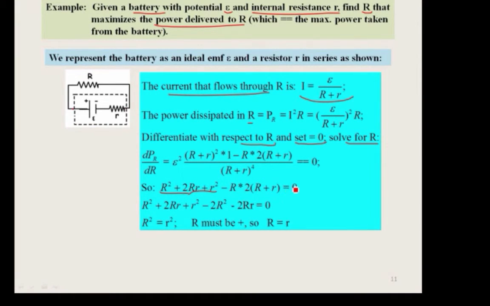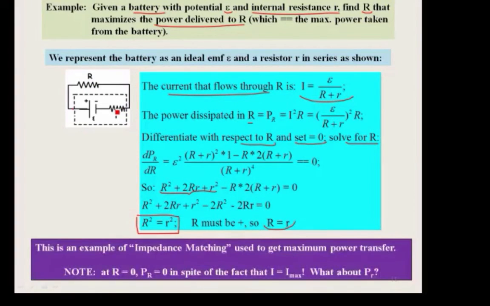Set that equal to 0, keep working on the algebra, and so what happens is you have an equation which reduces down to the fact that R squared is equal to little r squared, and so if you want R positive, you set R equal to little r. You have the interesting situation that to get the maximum power to this resistor here, you want its value to be equal to the internal resistance.